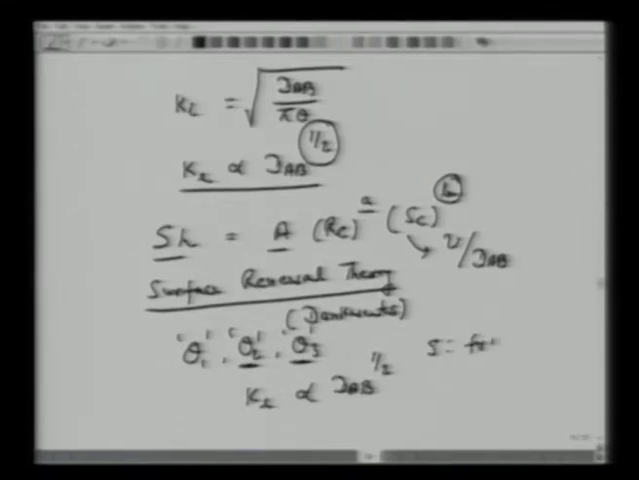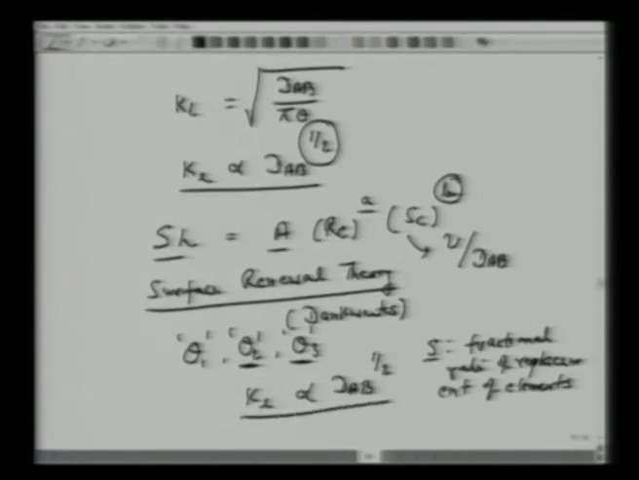Of course, if we go into further details, then there is a parameter which is S, which is called the fractional rate of replacement. So there is a rate at which the surface is renewed because of these eddies. So one more parameter comes into this correlation, but our idea is to show that here also the mass transfer coefficient is proportional to the square root of this diffusivity.